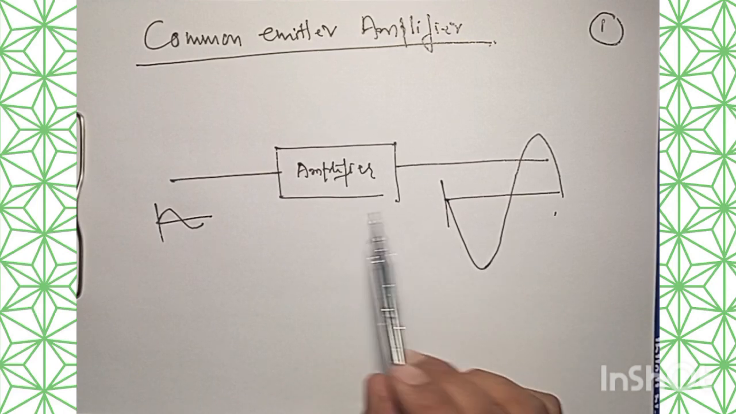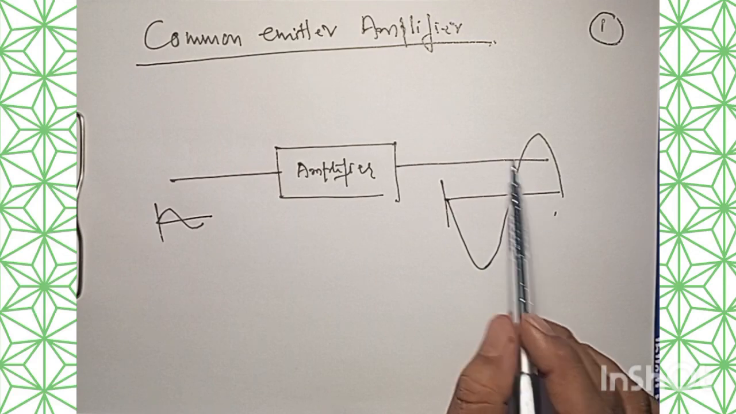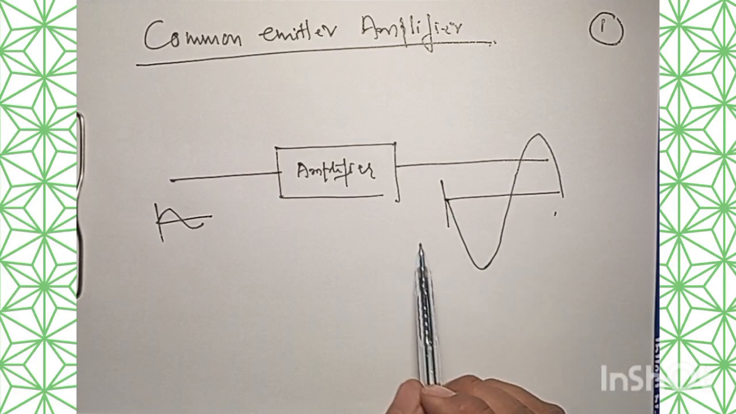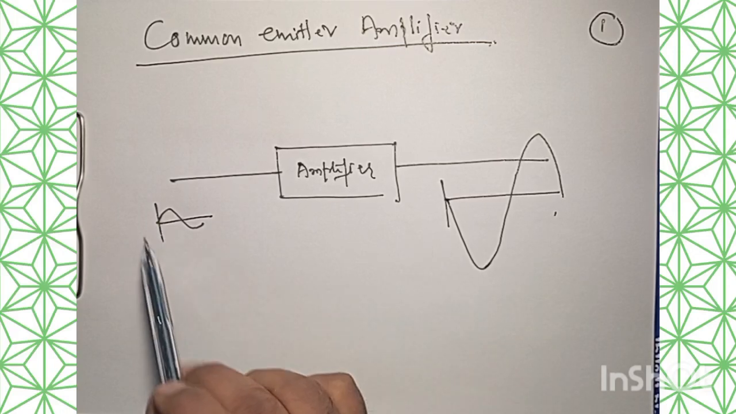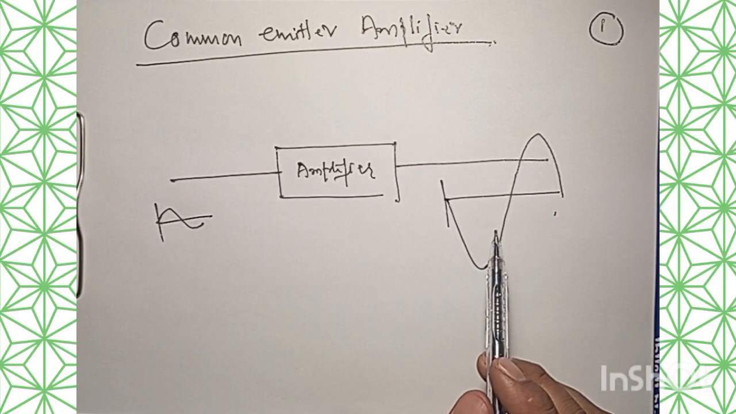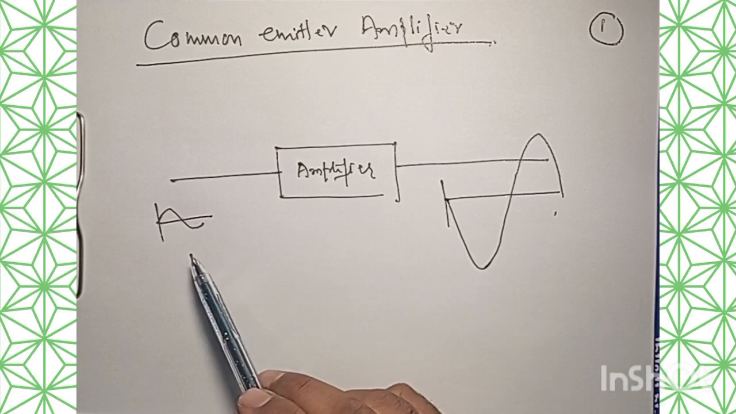And in case of common emitter configuration, we are not only able to amplify the signal, we can have the inversion of the input signal. The output signal will be out of phase with respect to the input signal.